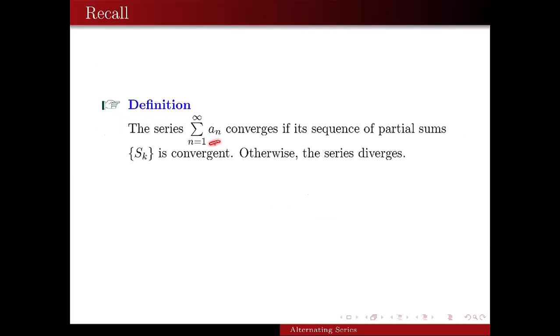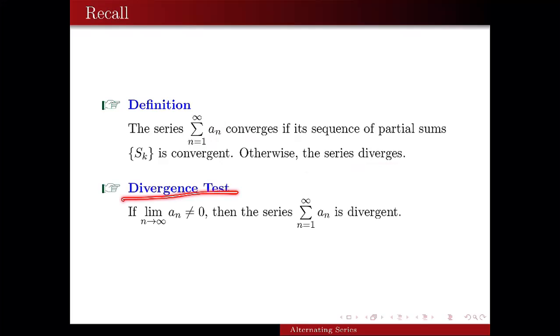Definition. A series is convergent if the sequence of partial sums Sk is convergent. Otherwise, the series is divergent. And then we have the divergence test. If the limit of an as n approaches infinity is not equal to 0, the series is divergent. And again, let me remind you that if the limit of the terms as n approaches infinity is equal to 0, we don't have a conclusion.